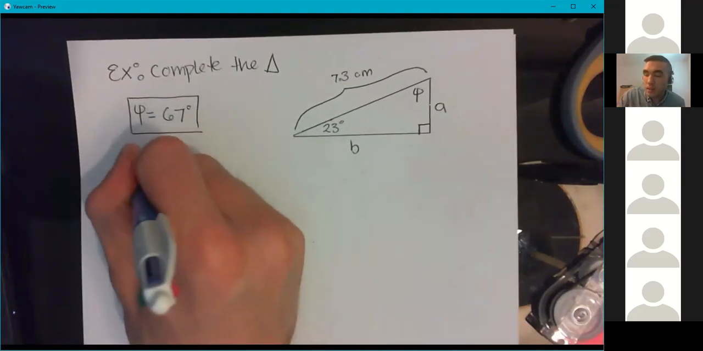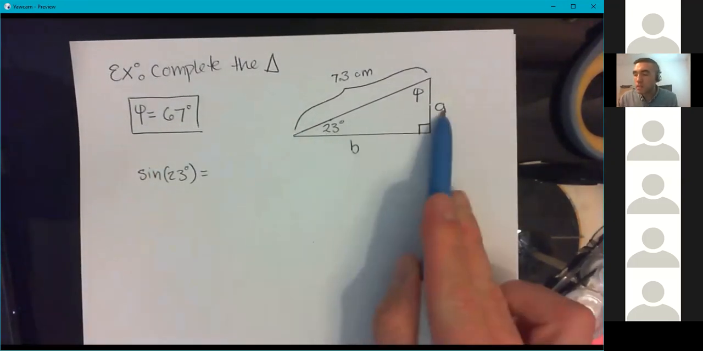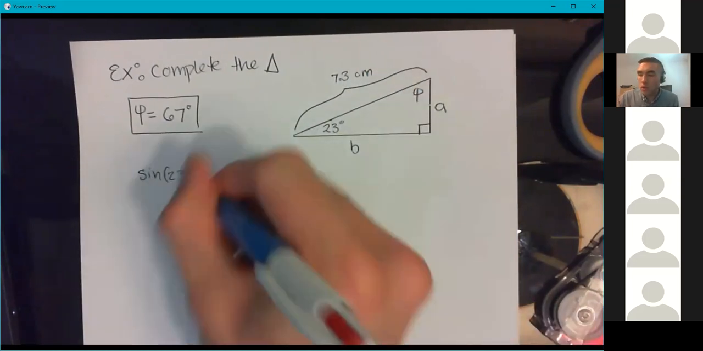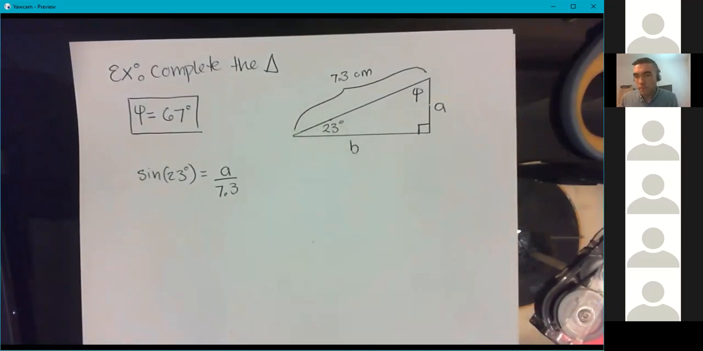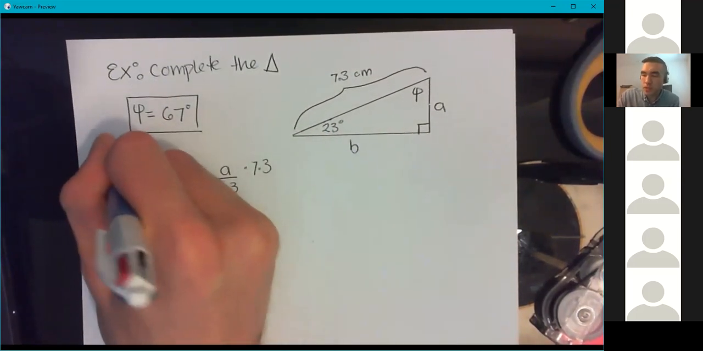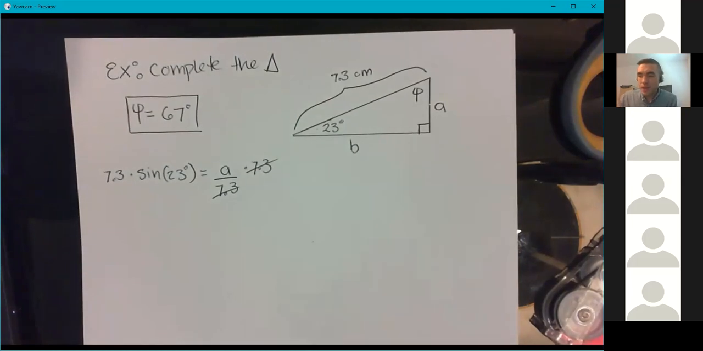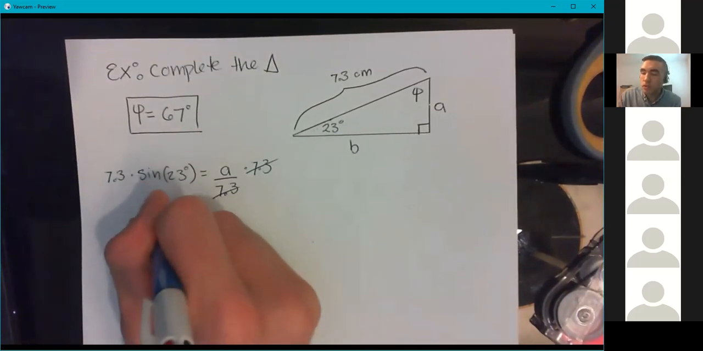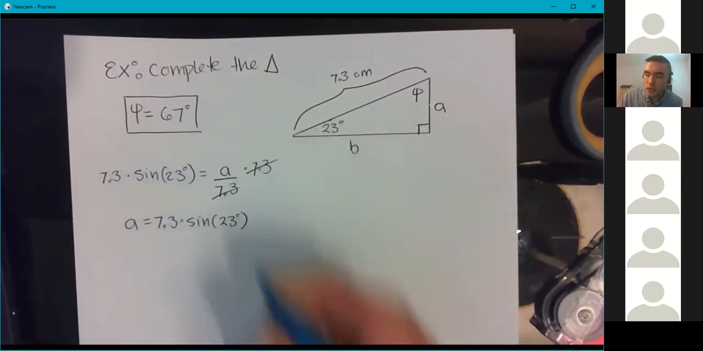That's great. Sine of 23 degrees is going to be equal to opposite over hypotenuse. This is going to be equal to a divided by 7.3. How do I get a alone? You're going to have to multiply both sides by 7.3. I'm now going to multiply both sides of this equation by 7.3. The point of this is so that on the right-hand side, 7.3 and 7.3 cancel out. And this is telling me that a is going to be equal to 7.3 multiplied by sine of 23 degrees.